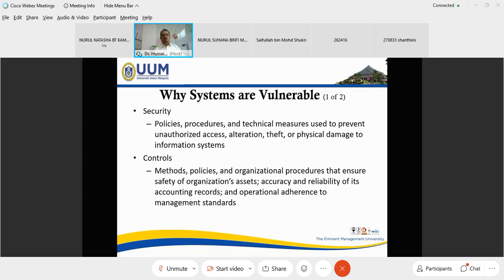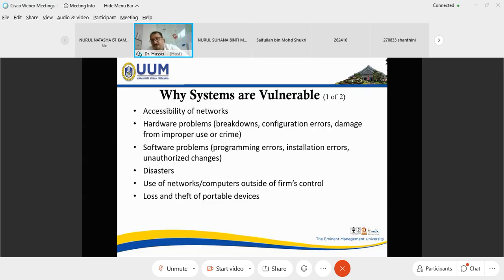Other than that, controls. What are the controls? They are policies and organizational procedures that ensure the safety of the organization's assets, the accuracy and reliability of its accounting records, and operational adherence to management standards. We have standards, policies, and organizational procedures that should be followed. Everyone has to follow them. By doing this, you can prevent such kinds of hackers.